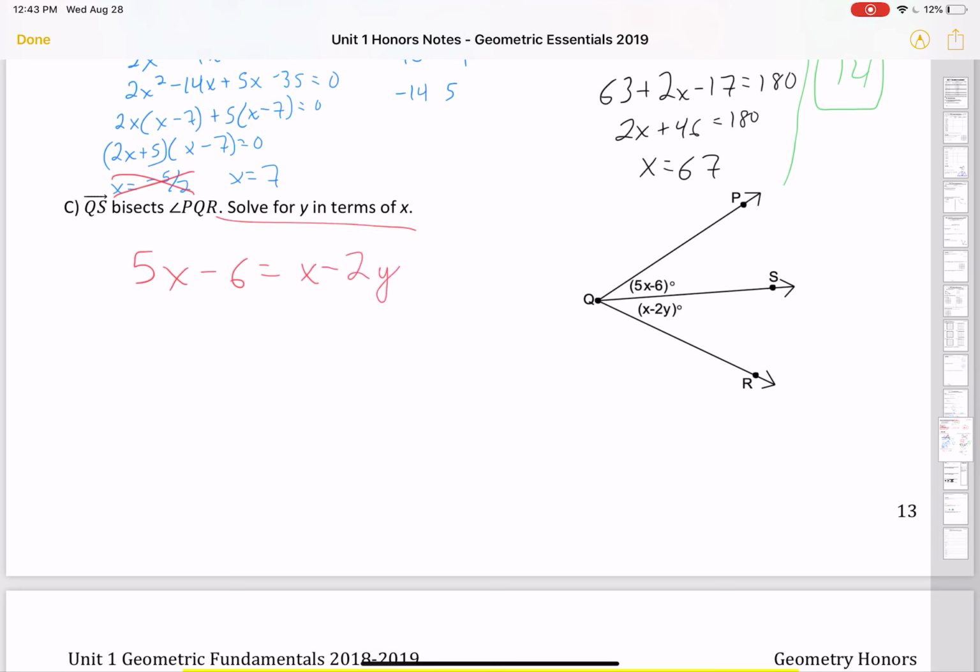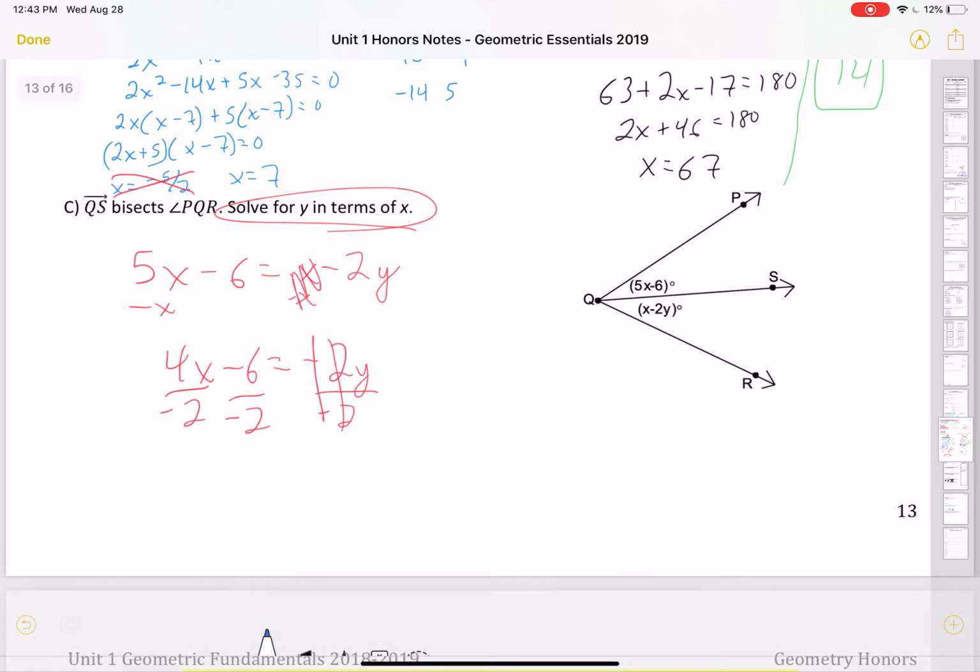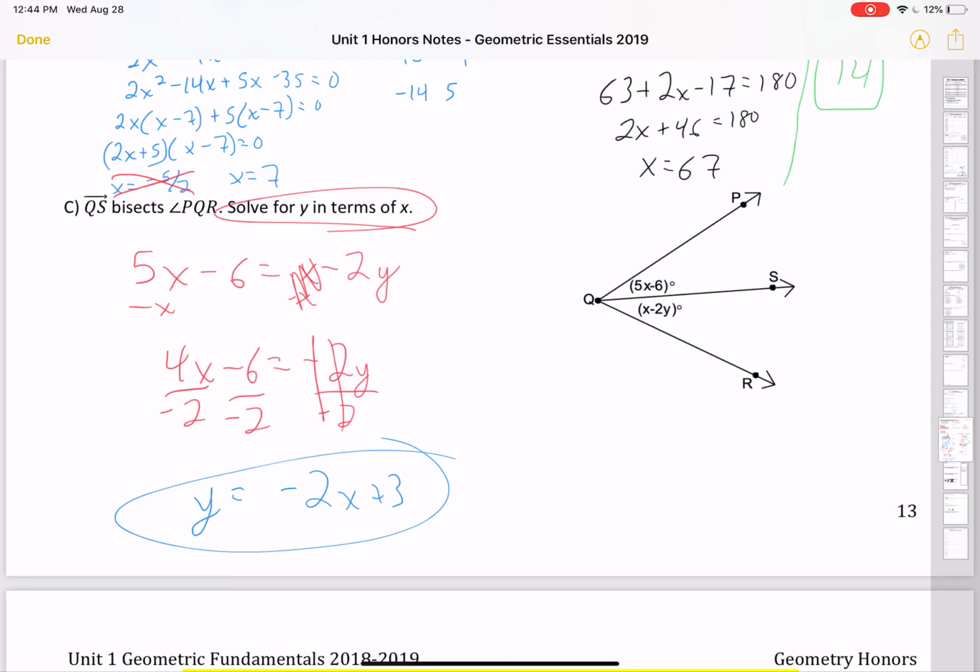So if I need to solve for y in terms of x, I just need to get the y by itself. So I'm going to subtract x from both sides. And then I just need to divide everything by -2. So my final answer is going to be y equals -2x plus 3. I solved for y in terms of x.